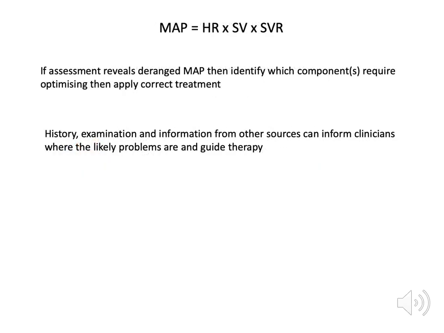If you're looking at a patient and they have a deranged MAP, you can identify which component or components that make up a mean arterial pressure require optimizing, and then you can apply a targeted treatment to improve that component. How you identify which component is deficient, simple stuff like history and examination can guide you, and information from other sources, whether that's cardiac output monitoring or echocardiography, they all can inform you of which part of the system you need to optimize, and then they can help you to appropriately target your therapy.